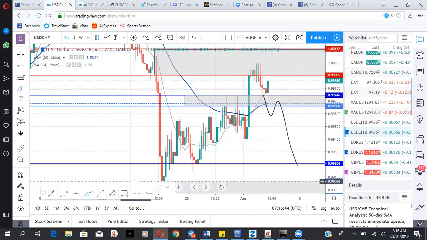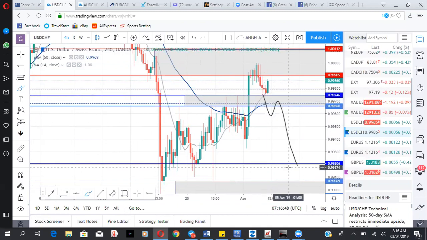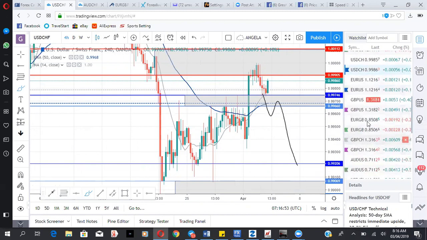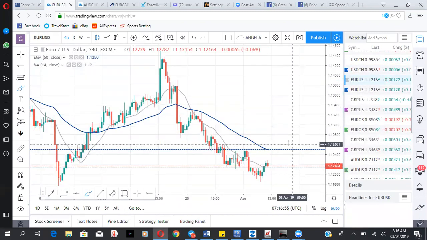So this is the most likely play out on this pair. So the next pair we'll be looking at is the Euro USD.